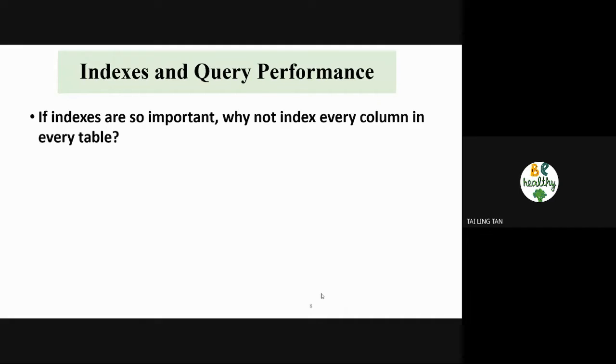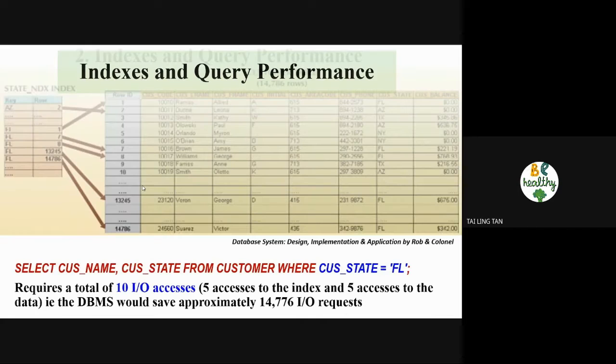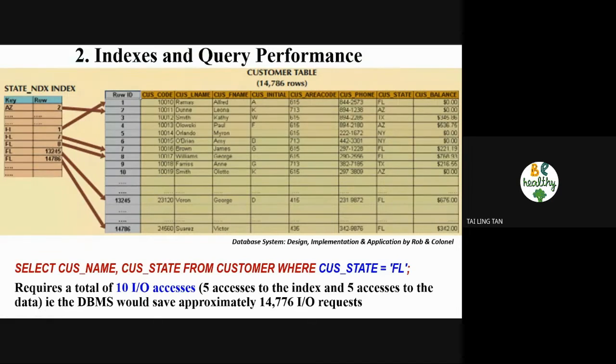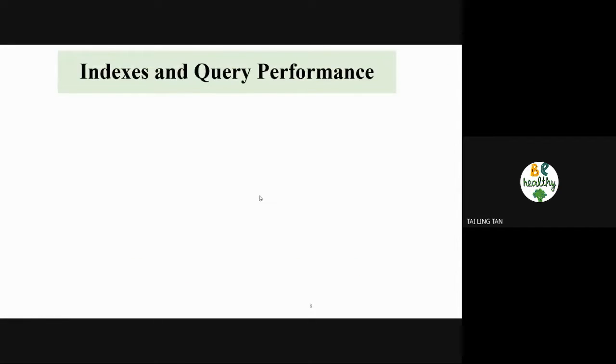It seems like if one access is 1 second, then to save this amount of seconds, it will be around 4 hours. Of course, one access won't cost you 1 second. This is just the example. So the time saved is around 4 hours. So you can see the difference between with an index and without an index.